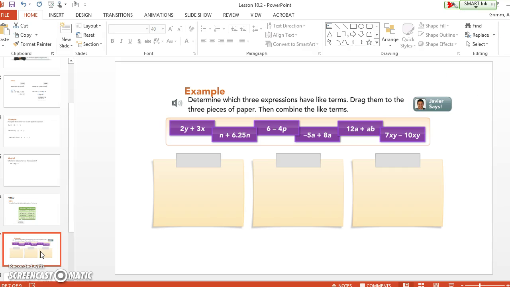All right. Determine which 3 expressions have like terms. It says drag them. If you just want to circle them, that would be great. So look through there and decide which ones have the same terms. All right, so let's look through these.